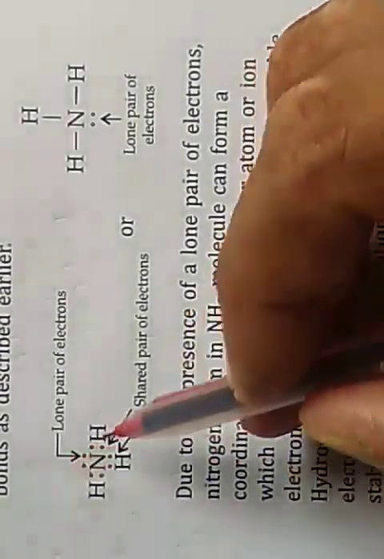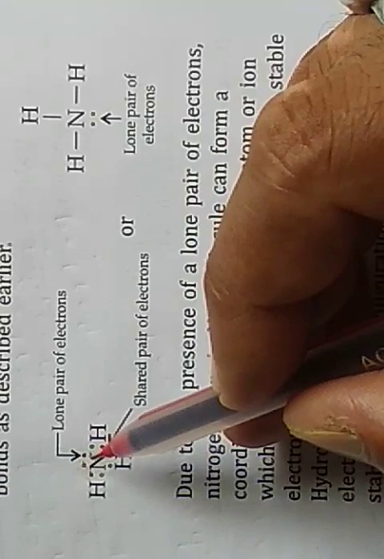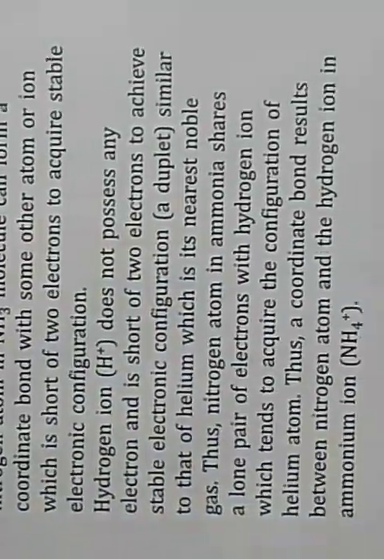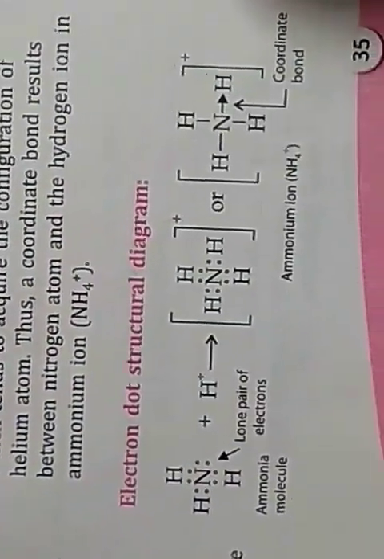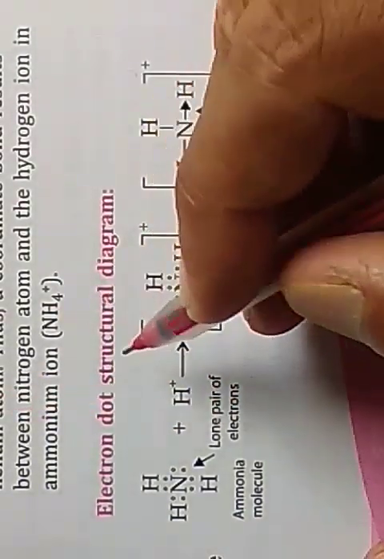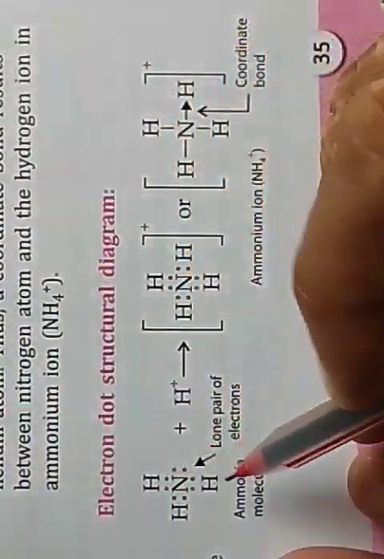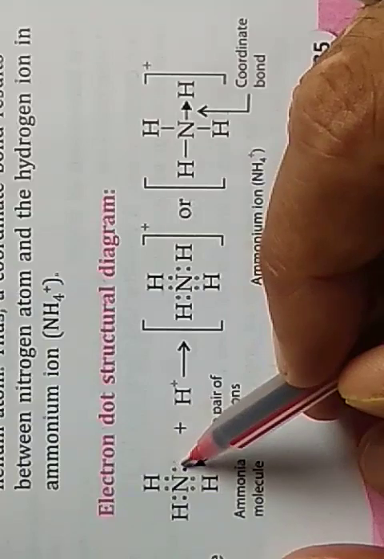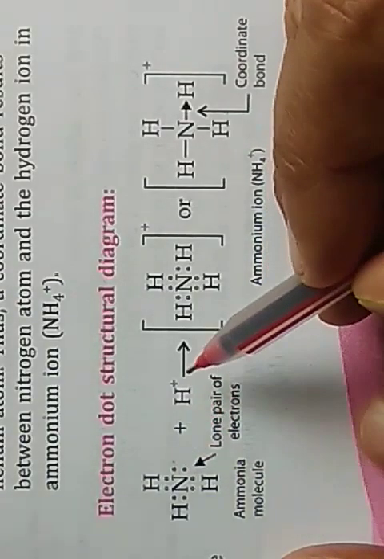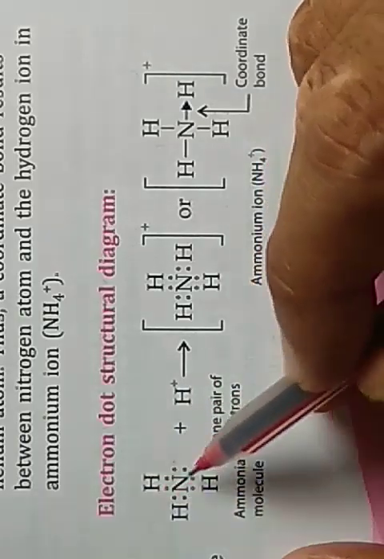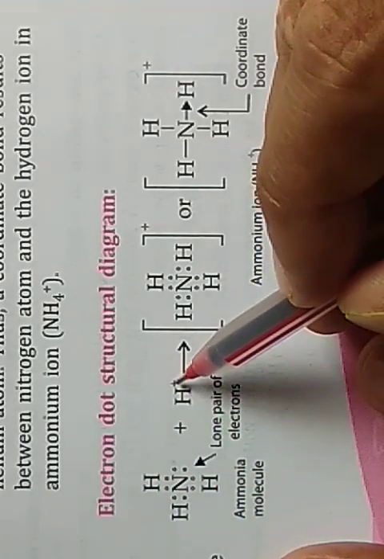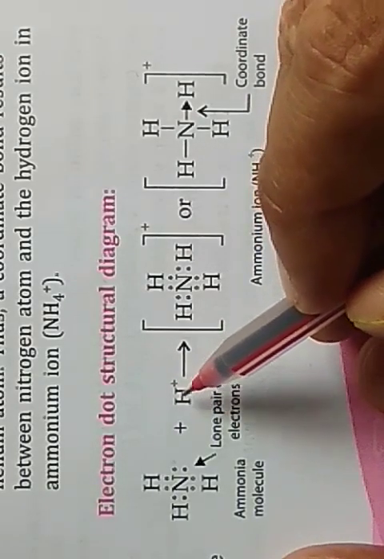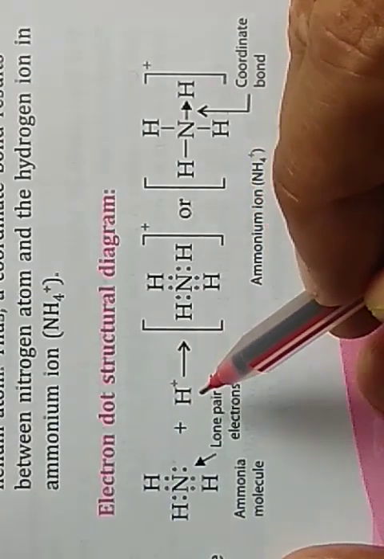Now these lone pair of electrons are involved in the formation of coordinate bonds. So here is the electron dot structural diagram of the ammonium ion. Now this is the structure of ammonia. We have already studied that. This is the lone pair of electrons. One hydrogen ion comes to this ammonia. This hydrogen has a positive charge. That means this hydrogen lacks any electrons. So this hydrogen requires 2 electrons to fulfill its duet.